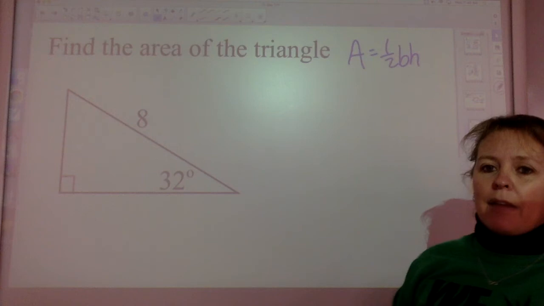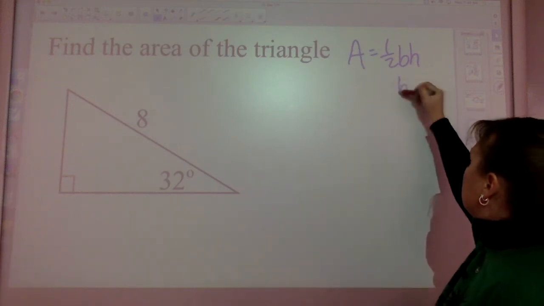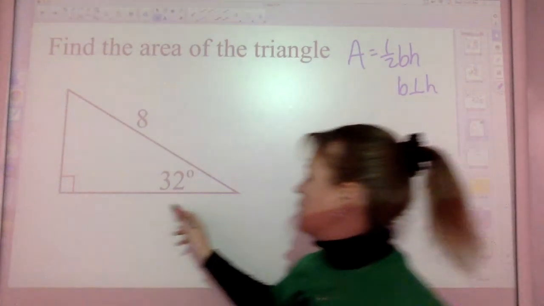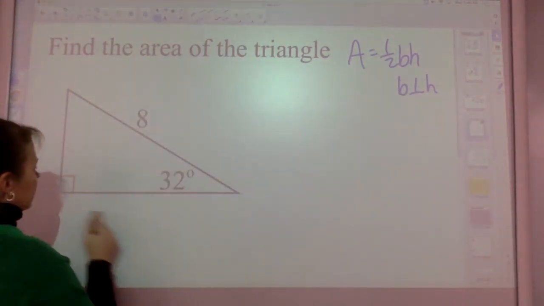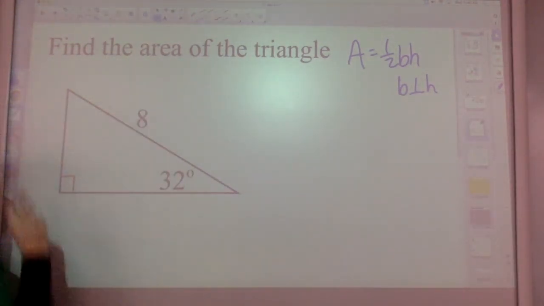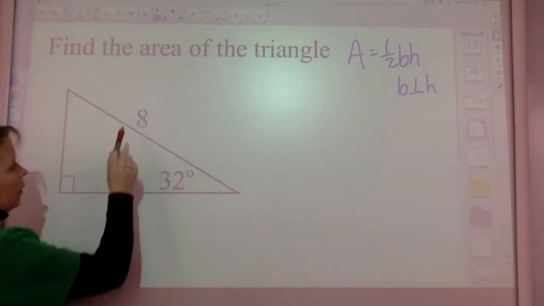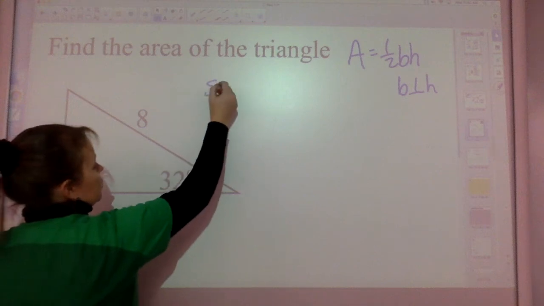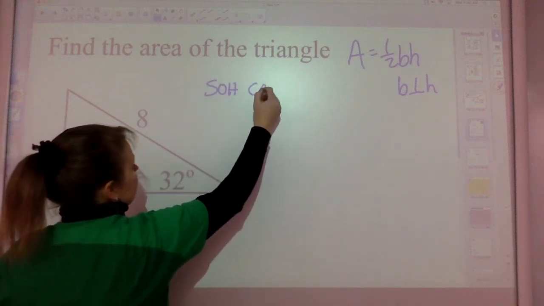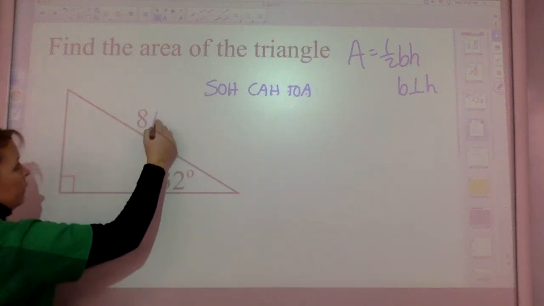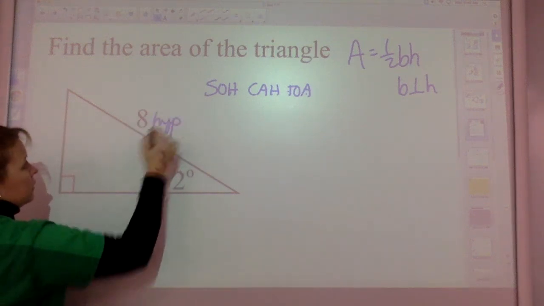Area of a triangle is half base times height. The base always has to be perpendicular to the height, so we're always going to be using the legs if it's a right triangle. We need the base and the height. We unfortunately do not need the hypotenuse, but we do need the hypotenuse to try to find the base and the height.